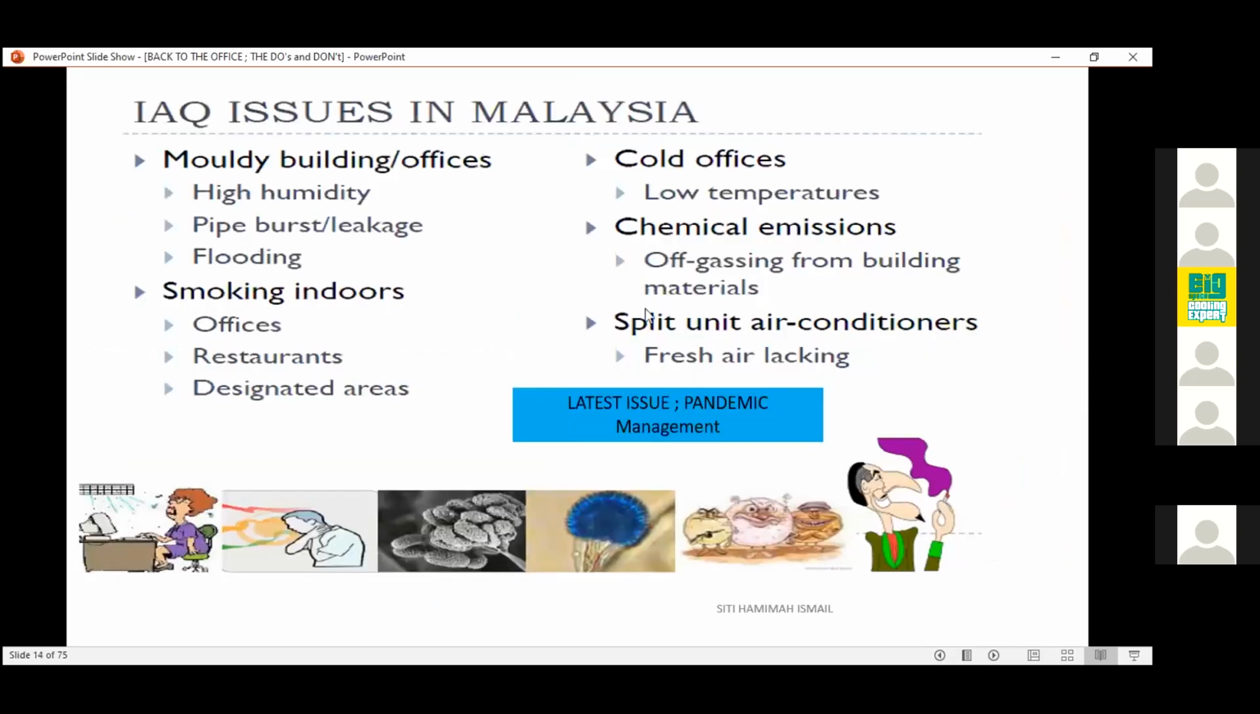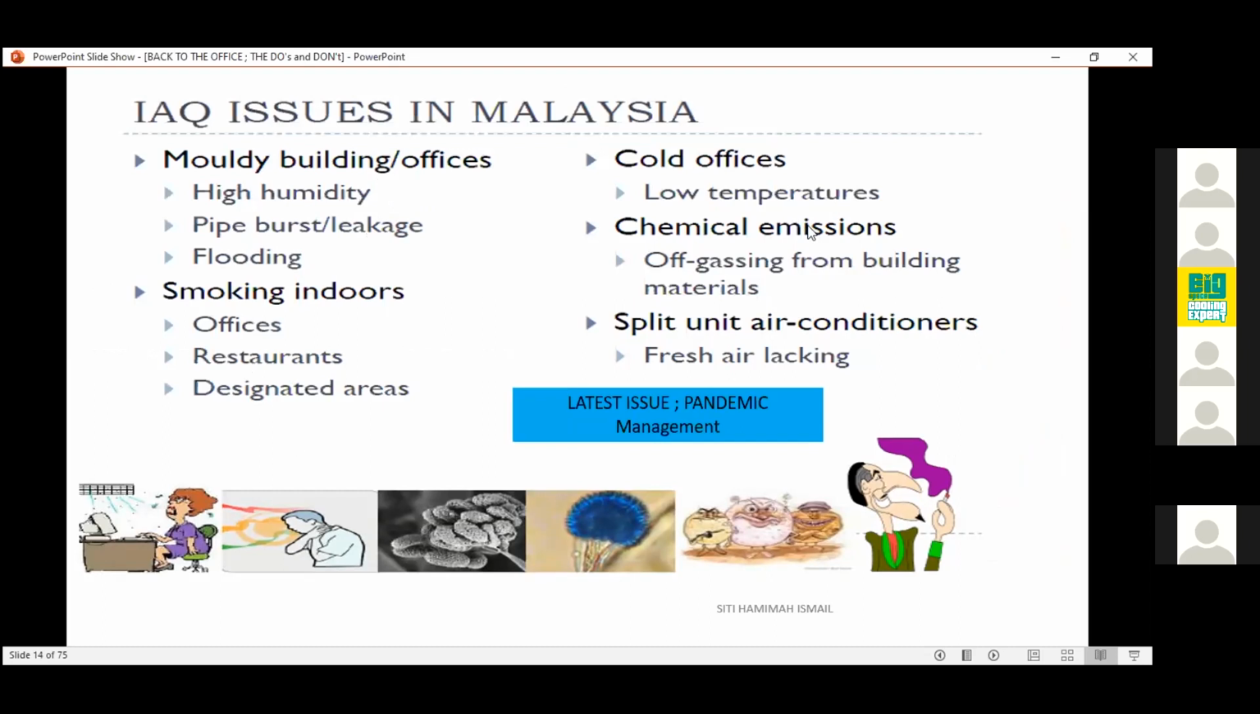So IAQ issues in Malaysia, before this we had lots of problems with moldy buildings where we have high humidity, leaking problems, floods, smoking in indoor environments, cool offices, lots of thermal comfort issues, chemical emissions, especially off-gassing from new building material. But I think with the KETA requirement and green building requirement recently, this issue, which was quite alarming, has been reduced from the material.